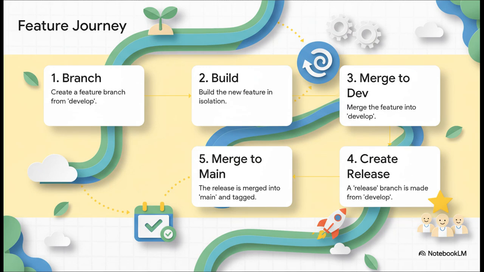So let's follow a single feature on its grand adventure, shall we? It's born from the develop branch. It grows up in its own little feature branch, and then it gets merged back into develop. From there, it moves to the release branch to get all cleaned up for the big show. And only after all of those careful, deliberate steps does it finally make it to the main branch and out to your users. It's a very intentional journey.